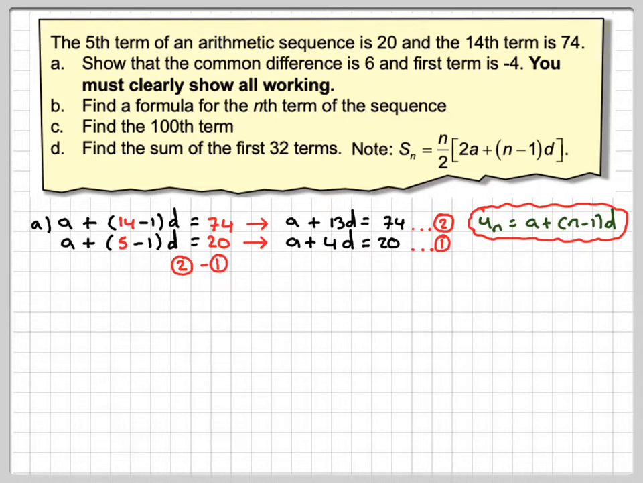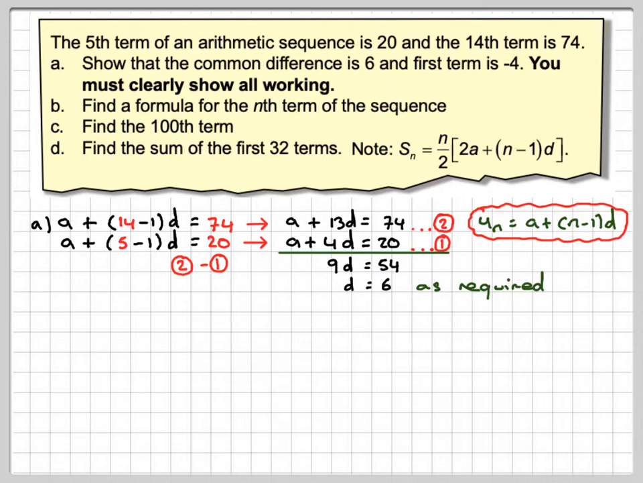So take away 2, take away 1. A take away A is nothing. 13d minus 4d will give me 9d. 74 minus 20 will give me 54. Dividing both sides by 9, we're going to get that d is 6. And we notice that d had to be equal to 6.